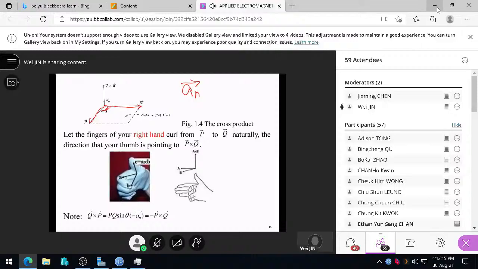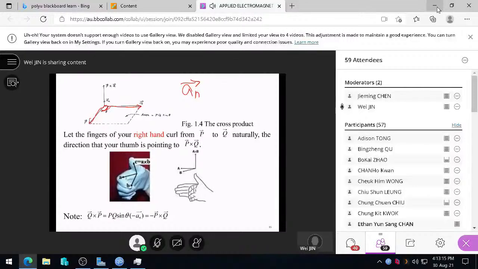Now this vector can be written in the form of a determinant. You can see P is a vector. It has three components: Px, Py, Pz. Q has three components: Qx, Qy, Qz. P cross Q is this determinant, right? So the first row of this determinant is the three unit vectors Ax, Ay, Az, starting from X, Y, Z, following the sequence, not reversed.